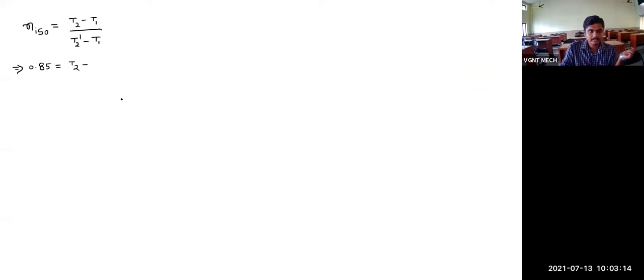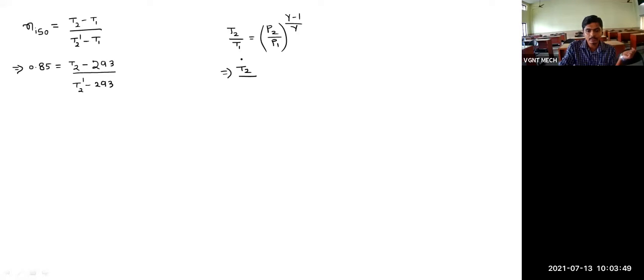T1 is 293, T2 dash we don't know, and T1 is again 293. Here also we have two unknowns, T2 and T2 dash. So we'll apply the relationship between temperature and pressure: T2 by T1 equals (P2 by P1) to the power (gamma minus 1) by gamma. From this formula we can get the T2 value, and then we will get T2 dash. So let's find it out.